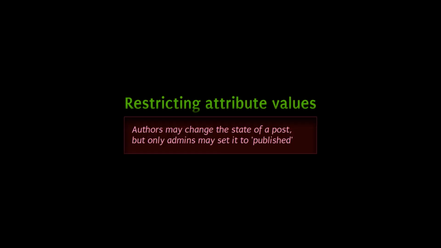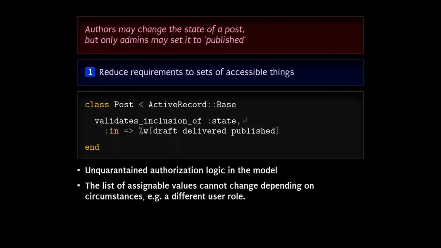There's also this requirement to restrict attribute values, and this is a little different from restricting what attributes may be changed. This is saying, if I'm allowed to change this attribute, what are the values that I am allowed to set into this attribute? For example, an author may change the state of a post, though an author may also change the workflow state, but only admins may set the state published. So basically only admins may publish stuff. And again, we use rule number one, we reduce it to a set of accessible things, and this time the set of accessible things is a list of values that are allowed.